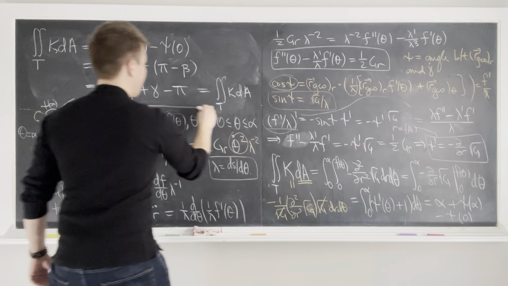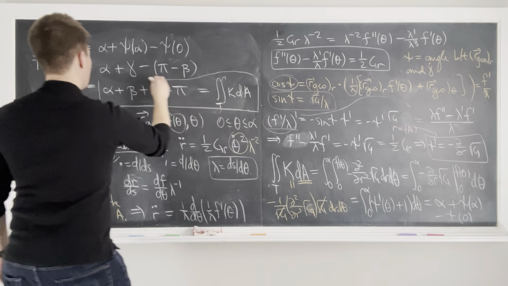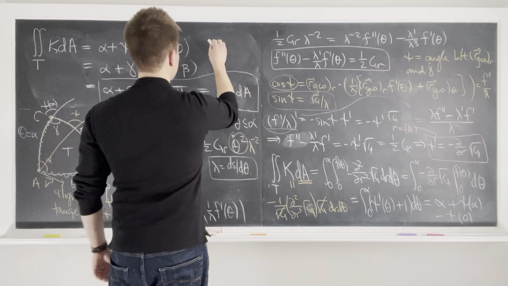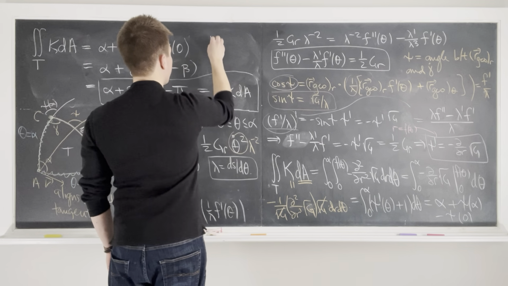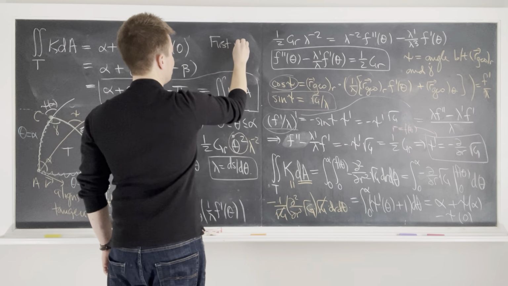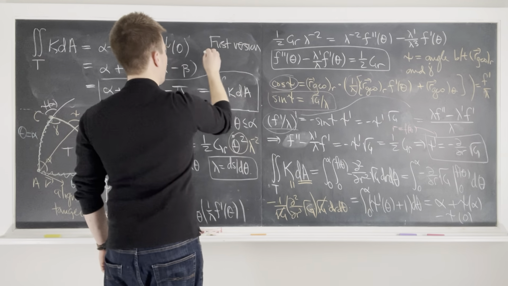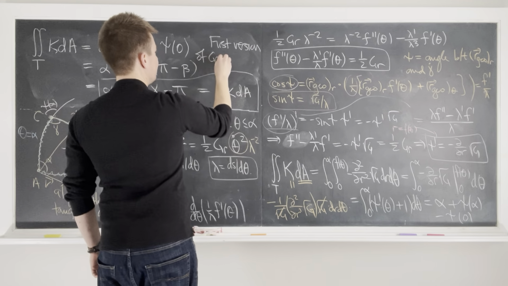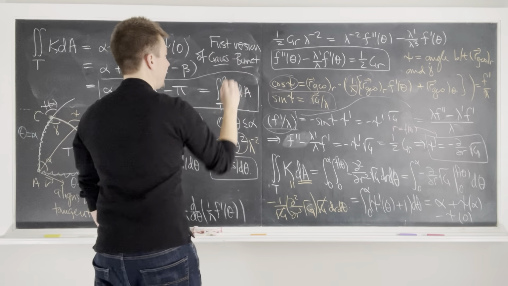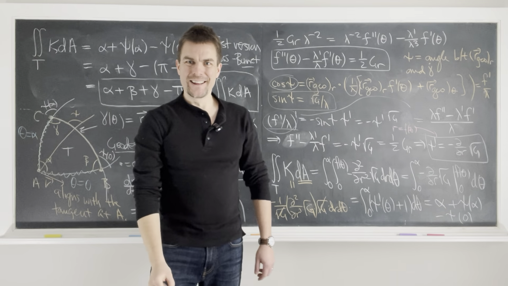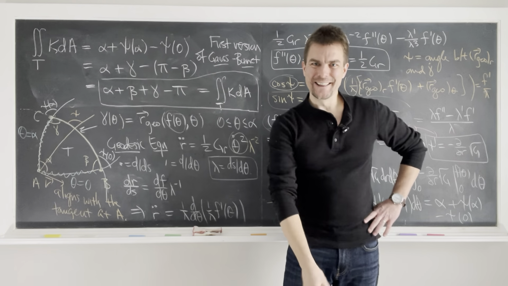And that gives us a first version of what is known as the Gauss-Bonnet. So this is a simplified version of the Gauss-Bonnet, which we will discuss in further videos. So I'll scoot over so you can see the main result and say thank you very much.